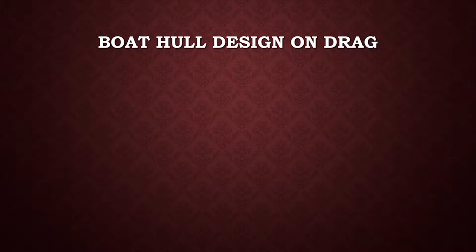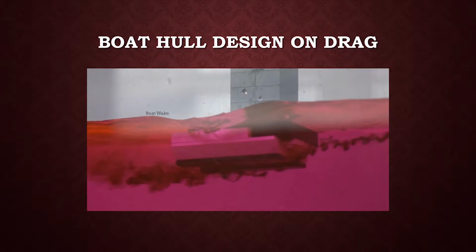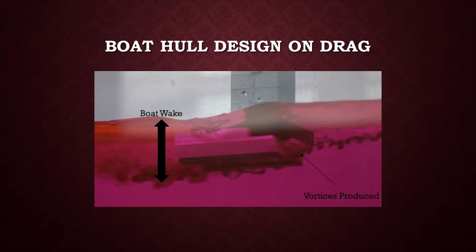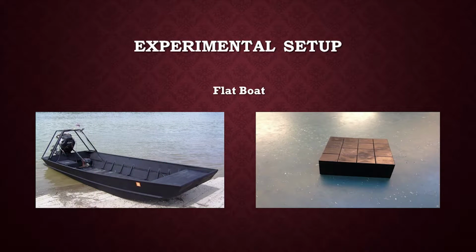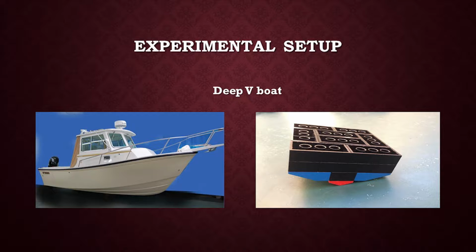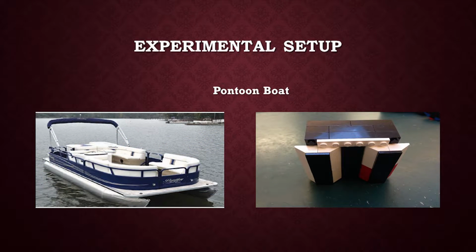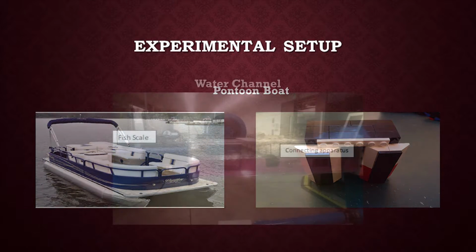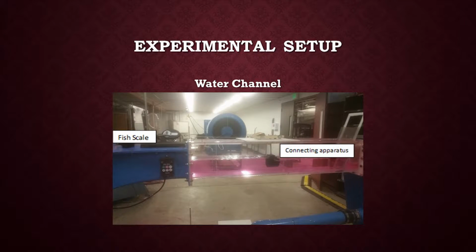This experiment was designed to study the effect of boat hull design on drag. We studied this by observing boat wakes and the vortices produced. Three key hull designs were examined in this experiment: a flat boat design, a deep V boat design, and a pontoon boat design. These boats were placed in a water channel, with a fish scale being used to measure drag force.